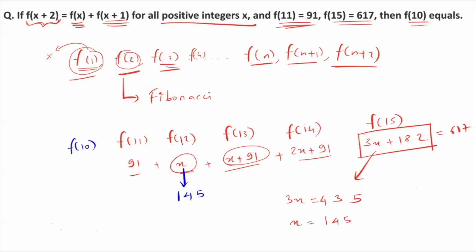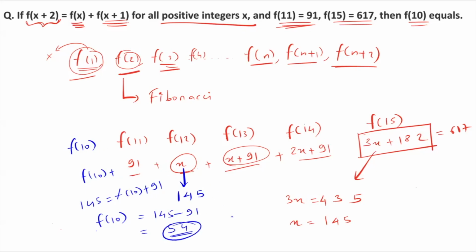And also this f of 12 will be f of 10 plus 91. So 145 will be f of 10 plus 91. From here, I can easily figure out the value of f of 10. f of 10 will be 145 minus 91. It will simply be equal to 54. So the answer to my question, f of 10, will be 54.